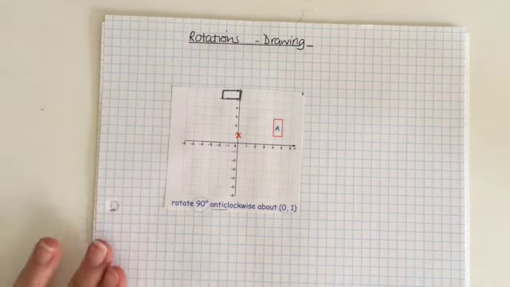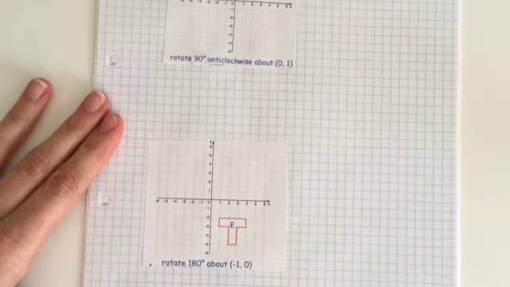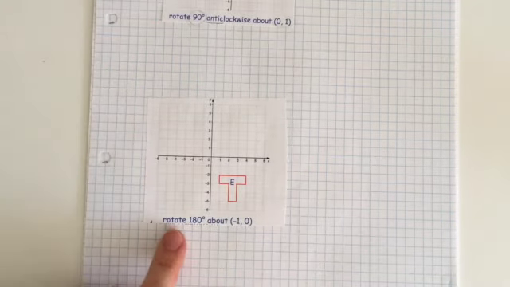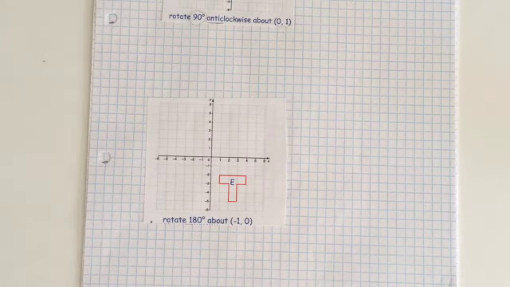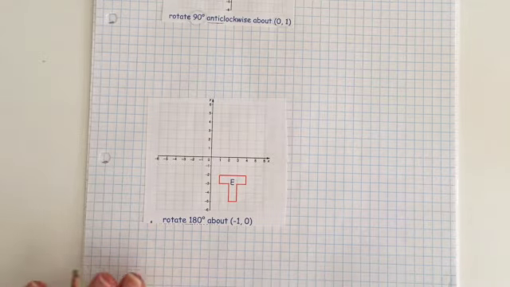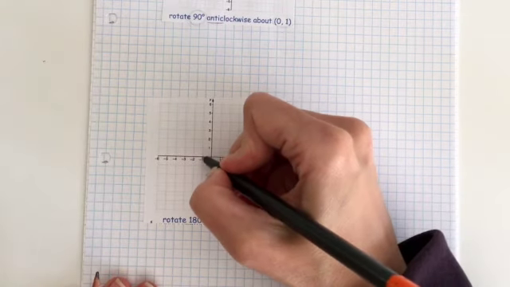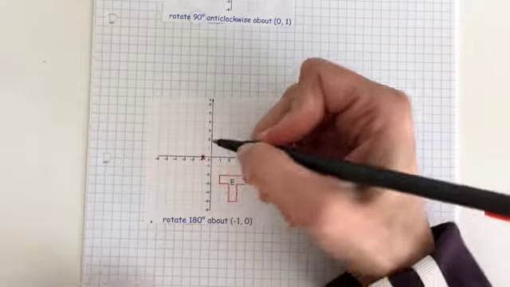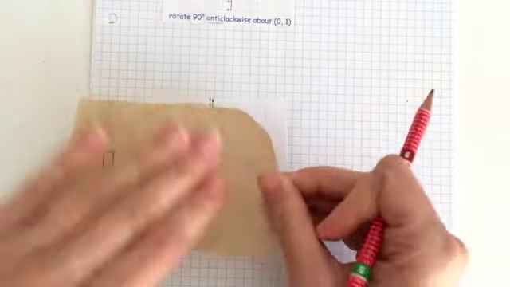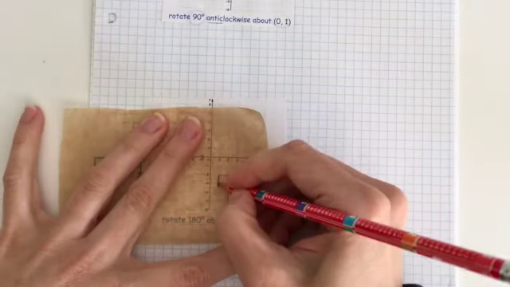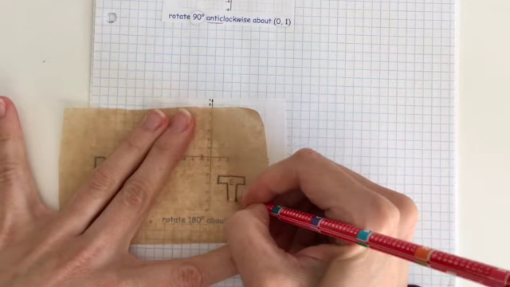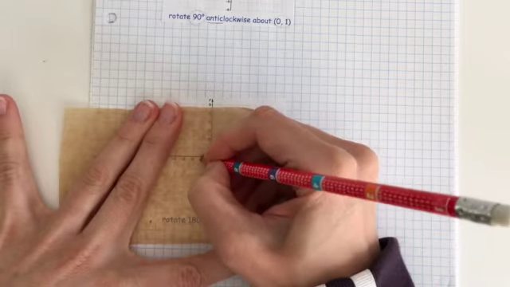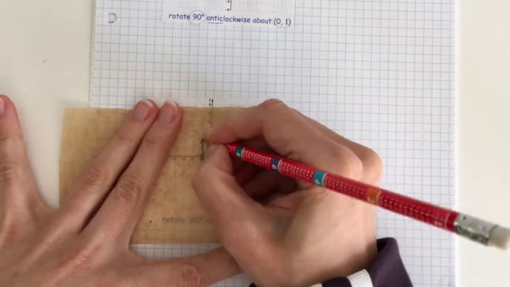Okay, let's have a look at another one. So this one, we have to rotate it 180 degrees about -1, 0. Now this time it hasn't told me a direction, and I'll show you why in a moment. So -1, 0 is here. I'm going to do the same thing. I'm going to trace my shape like this. And then I'm going to put an X on here, and I know it was pointing this way.